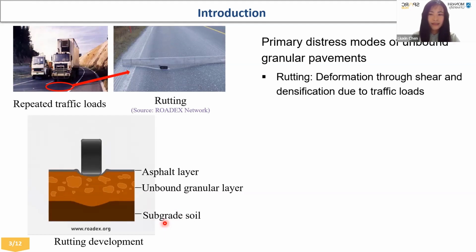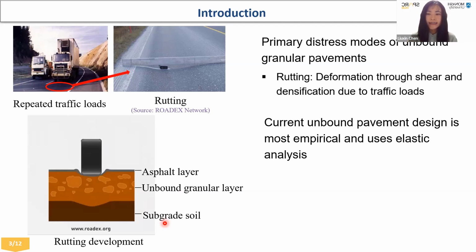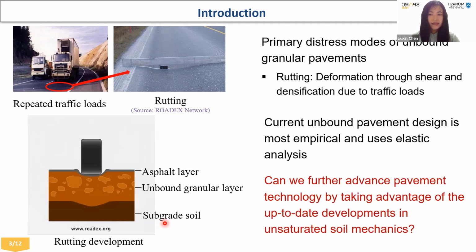Given that we have sustainability issues due to increased traffic loads challenging our pavements, it's time to ask, can we develop a more resilient pavement? Currently, the unbound pavement design is mostly empirical and uses elastic analysis. So can we take advantage of the up-to-date developments in unsaturated soil mechanics to further advance the pavement technology? I will try answering this question through today's presentation.